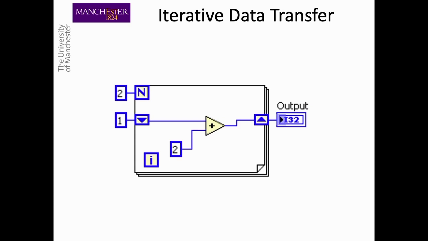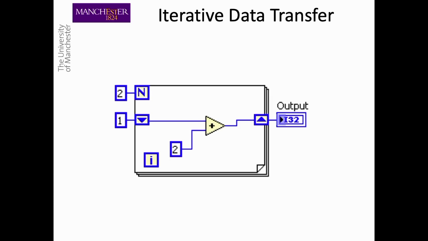On the edge of that, on the left-hand side and the right-hand side, I have these little blue boxes with an upside-down triangle in. That is called a shift register. And this is just a single shift register. Let me explain how this code's going to operate. Before the for loop starts, it's going to execute twice. And then the first time it executes, the shift register on the left is initialized to a value of 1, because I've put a constant on there and wired it to it.